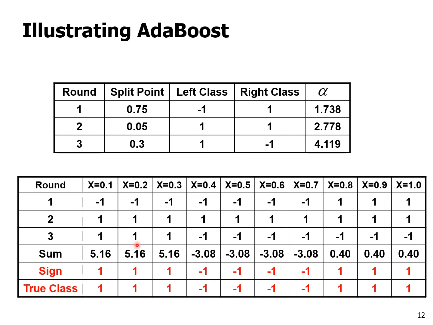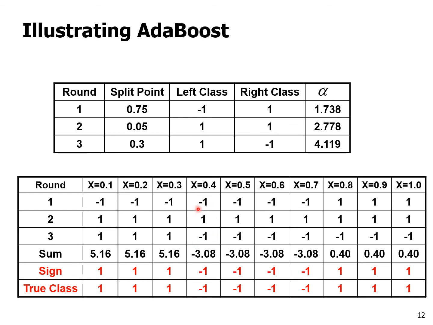We do the same thing here. Let's say we have x equals 0.4. The prediction of the first classifier is -1, the prediction of the second classifier is 1, and the prediction of the third one is -1.